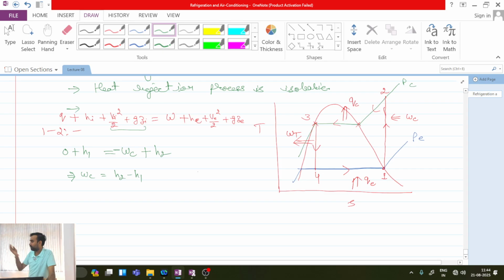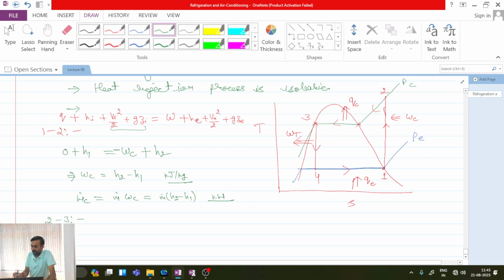So please don't write H2 minus H1 equal to Cp into T2 minus T1. This will be in kilojoule per kg, because I am writing it on a per unit mass flow rate basis. If I write capital Wc, it will be equal to the mass flow rate of the working fluid into small wc, that is m dot into H2 minus H1. Kilojoule per kg into kg per second, kg will cancel, and kilojoule per second becomes kilowatt. Is this one clear?